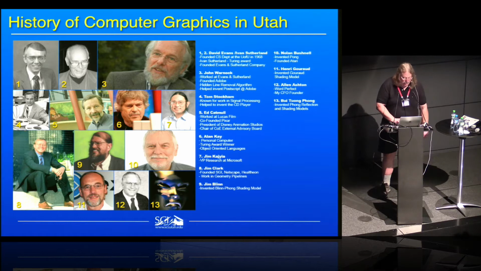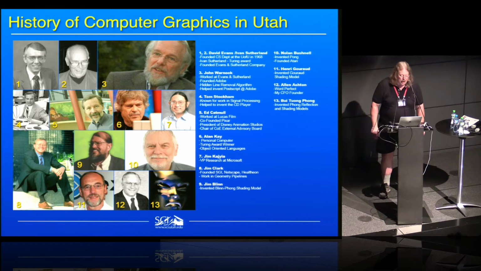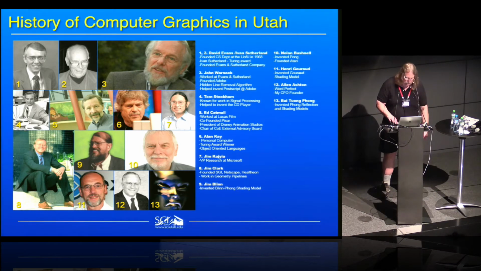Number 8 is Jim Clark. Jim Clark founded Silicon Graphics Incorporated, SGI, and then also Netscape, and then many others, Healtheon, my CFO, etc. There's number 9, Jim Blinn. If you know your graphics, you'll know about Gouraud shading. Number 11 is Henri Gouraud, who got his PhD at Utah. And then Phong shading, another PhD at Utah, etc. So it's really kind of amazing, we have this amazing history in visual computing.